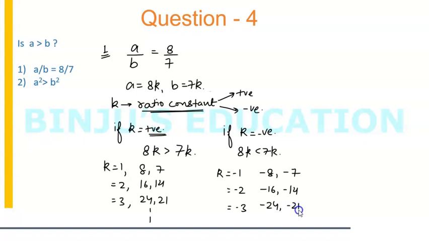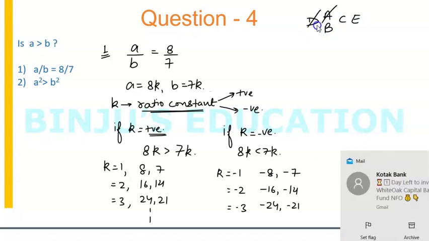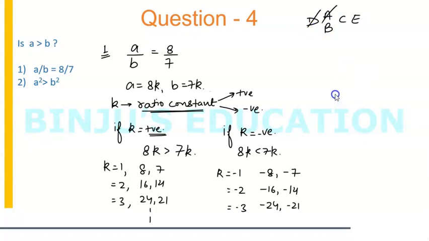So that actually depends upon the value of k. Just by saying that a by b is equal to 8 by 7 does not stand for the fact that a is greater than b. Neither does it stand for the fact that a is less than b. So do I have a conclusive answer from here? No, I don't have any conclusive answer from here. So if I write A, B, C, D and E, A goes out, D goes out.